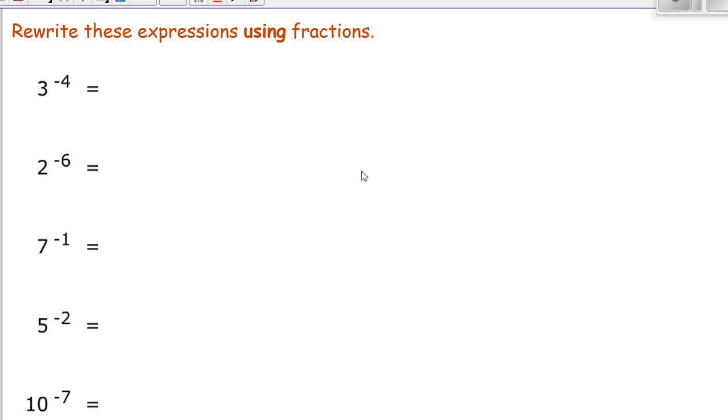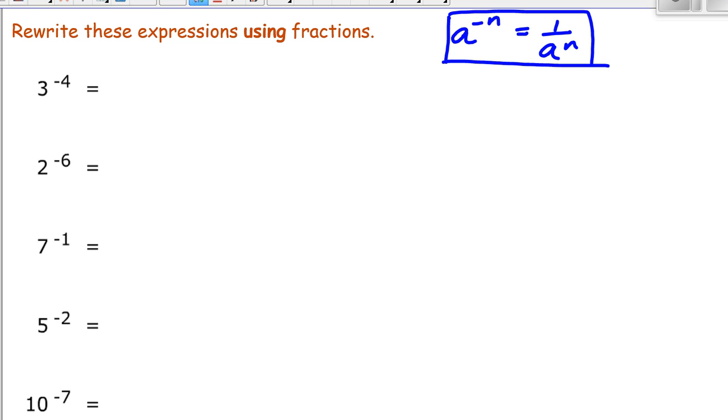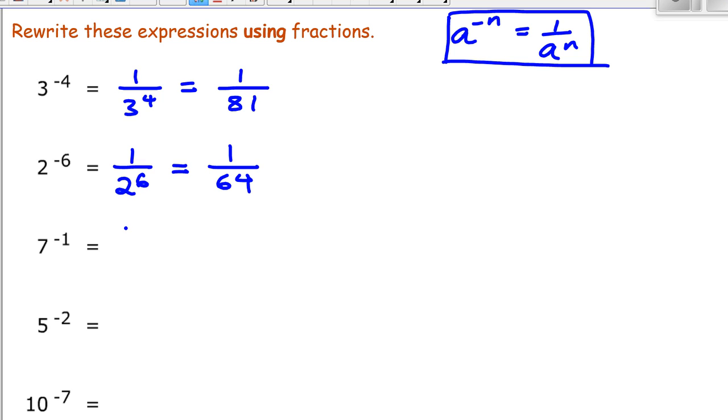These are extra examples just to help us understand this concept. Now, rewrite these expressions using fractions. So, 3 to the power negative, remember what we said. If you have something like a to the power negative n is equal to 1 over a to the power n, we're just using that formula. So here, 3 to the power negative 4 is the same as 1 over 3 to the power 4. You can simplify that using your calculator. I showed you how to do that. 1 over 81. 2 to the power negative 6, 1 over 2 to the power 6. And 2 to the power 6 is 64, so 1 over 64. Again, you can use your calculator. That will just be 1 over 7 to the power 1, which is the same as 1 over 7.